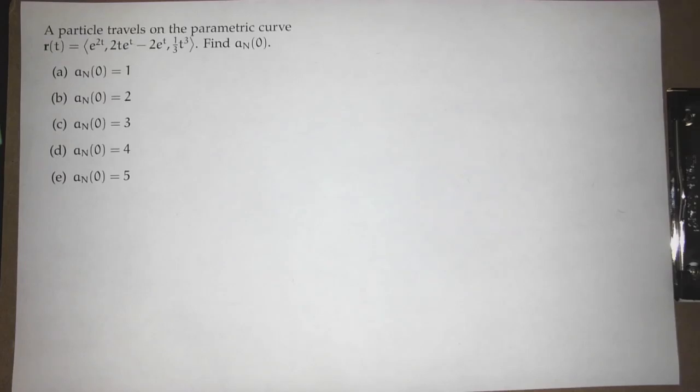A particle travels on the parametric curve given by e to the 2t in the first coordinate, 2t e to the t minus 2 e to the t in the second coordinate, and one third t cubed in the third coordinate. Find a sub n at 0, and we have options. They're basically 1, 2, 3, 4, or 5. Those seem to be popular choices for the problems we write. What's the answer?